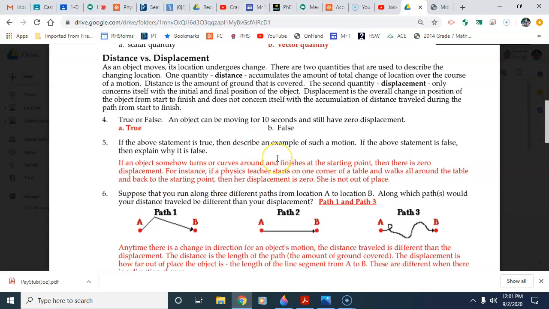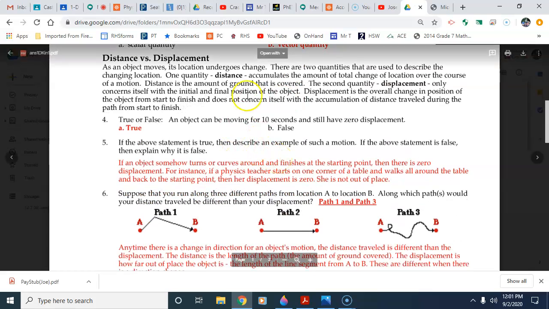All right, then the next part defines distance and direction for us again within there. We get some true and false questions. True or false, an object can be moving for 10 seconds and still have 0 displacement. We have to focus on what word they use. They use the term displacement, which is a vector. So the answer is true because of an example.